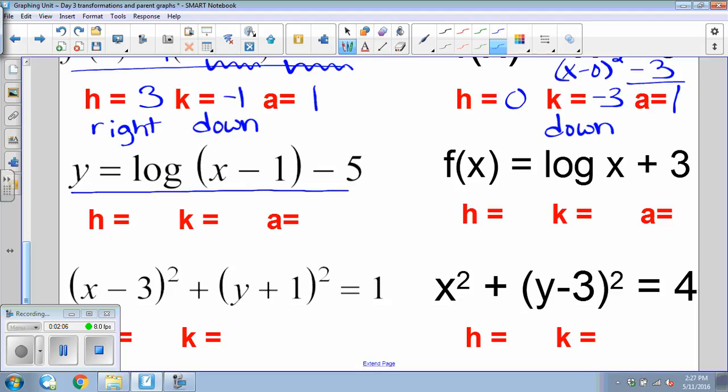Okay, in this example, H is positive 1, so it's shifted to the right. K is negative 5, so it's shifted down. And A is 1, so it's not reflected.